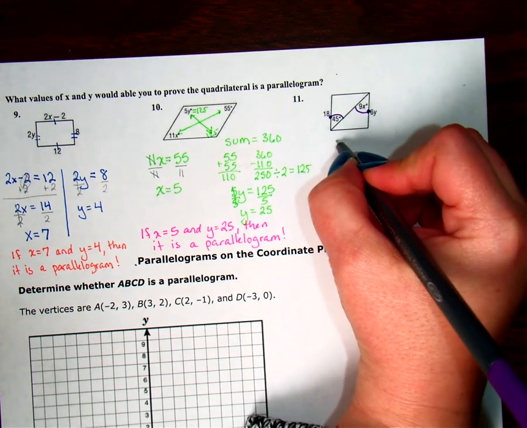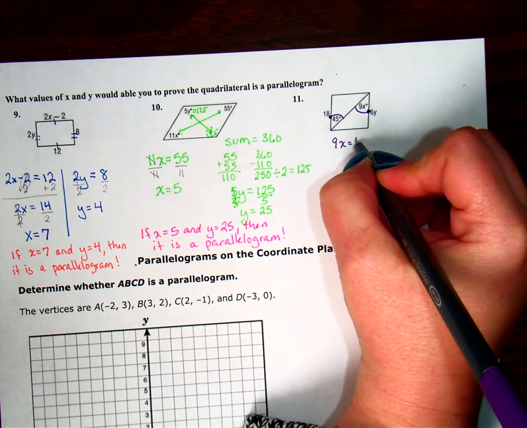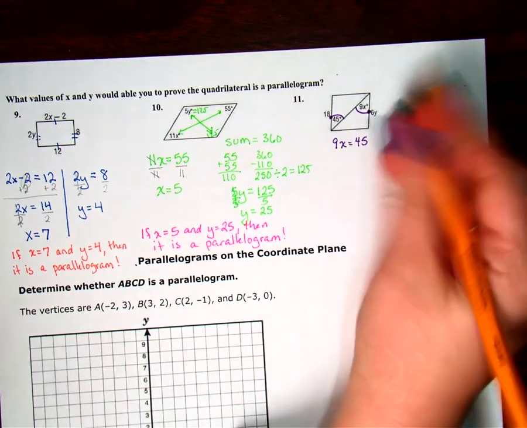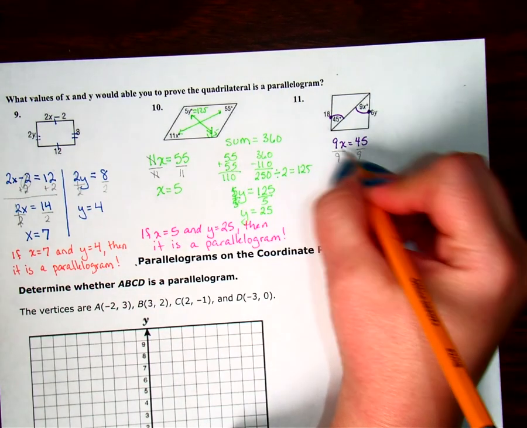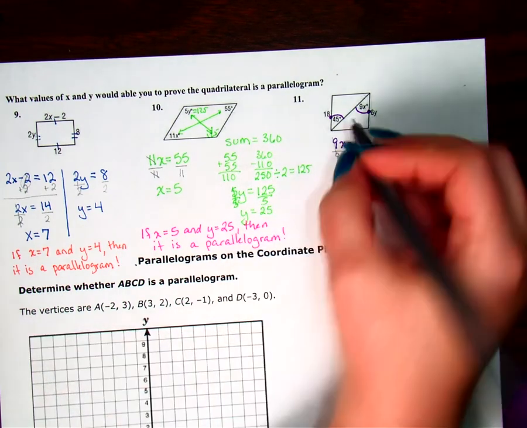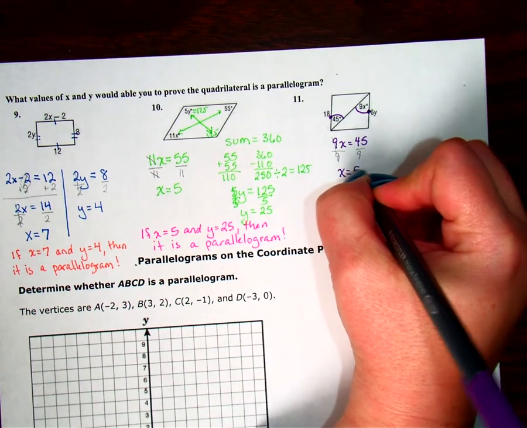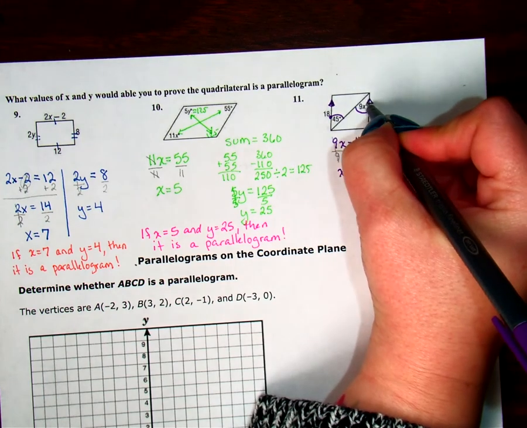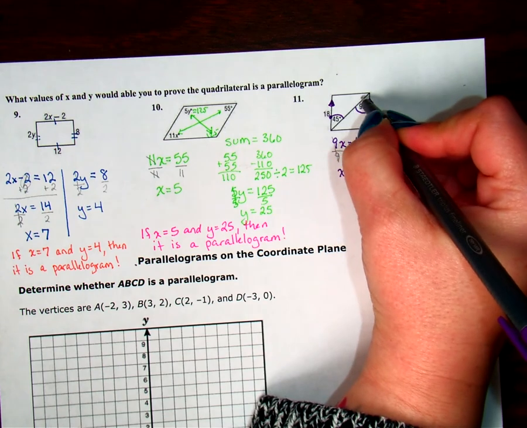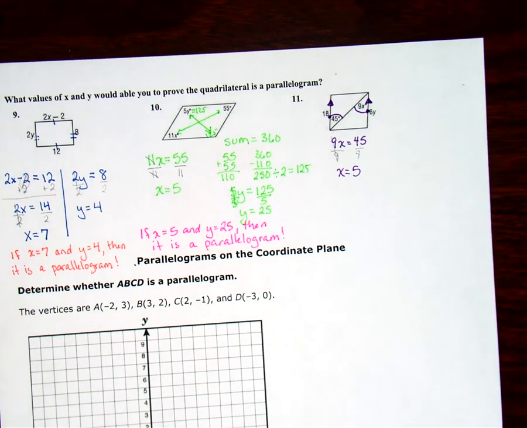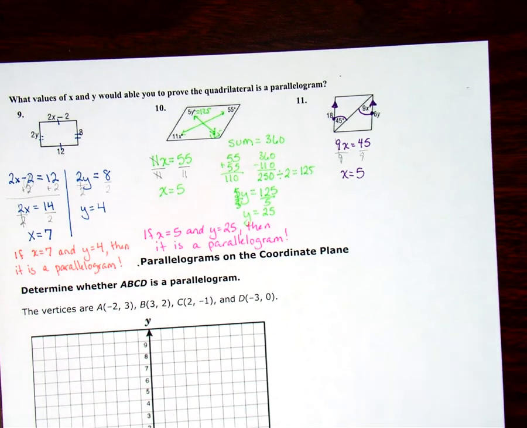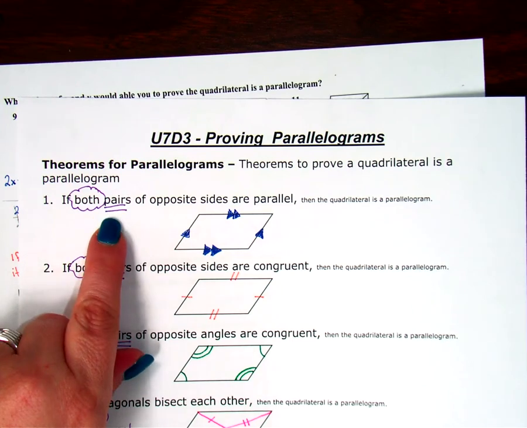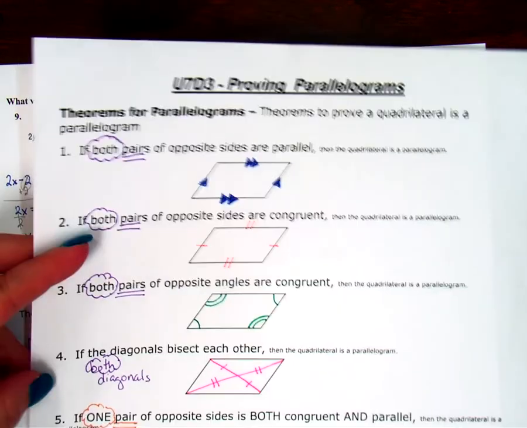So if 9x equals 45, then my left and my right sides are parallel. So I'm going to divide both sides by 9. And 1x is going to equal 5. If x equals 5, then this is going to be parallel to this. I don't have information about these other angles to show the top and the bottom are parallel. I don't have any information about the top or the bottom. So I can't use this number 1, both pairs of opposite sides are parallel.